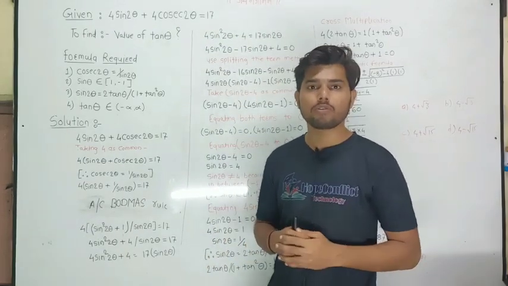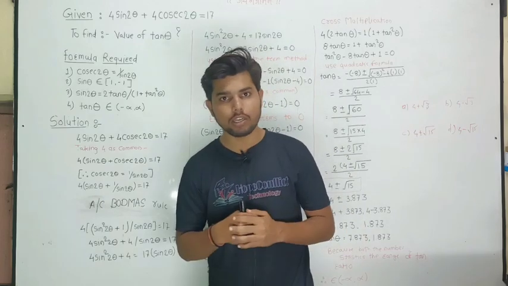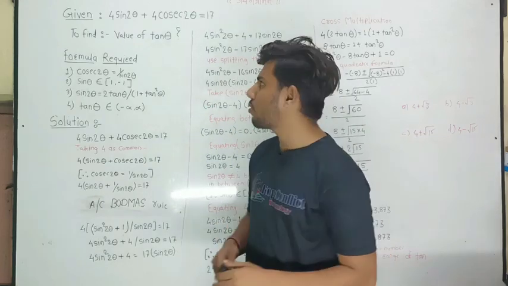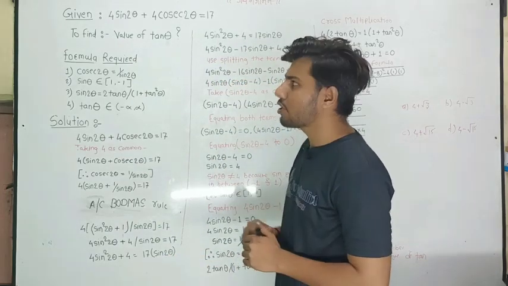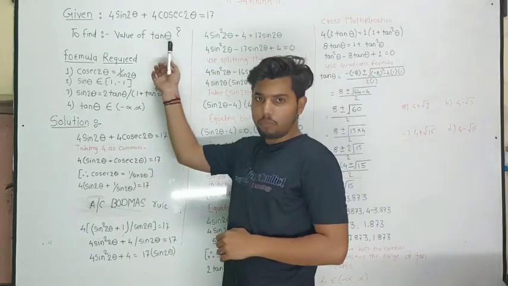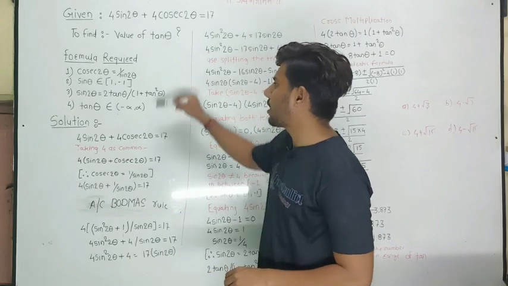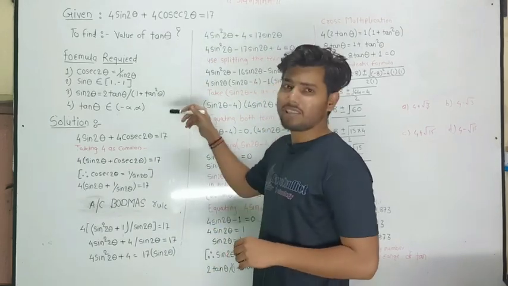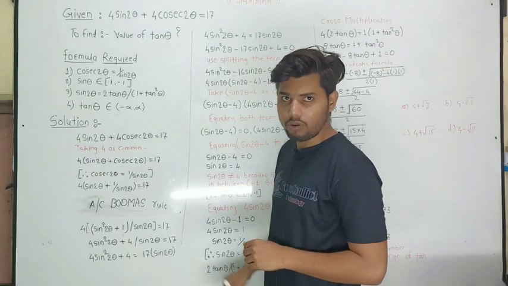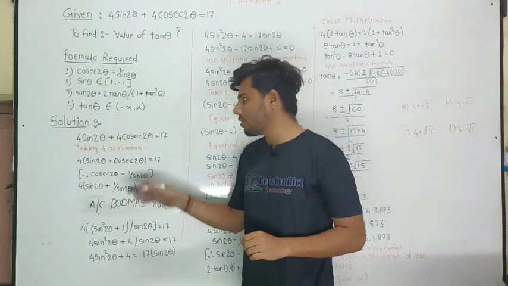Today we are going to solve the most frequently asked question in the JEE exam. The question is that 4 sin² theta plus 4 cosec² theta is equal to 17, and we have to find the value of tan theta. These are the formulas that we require to solve this question. We will see all these formulas during our solution. So now let's start with our solution.